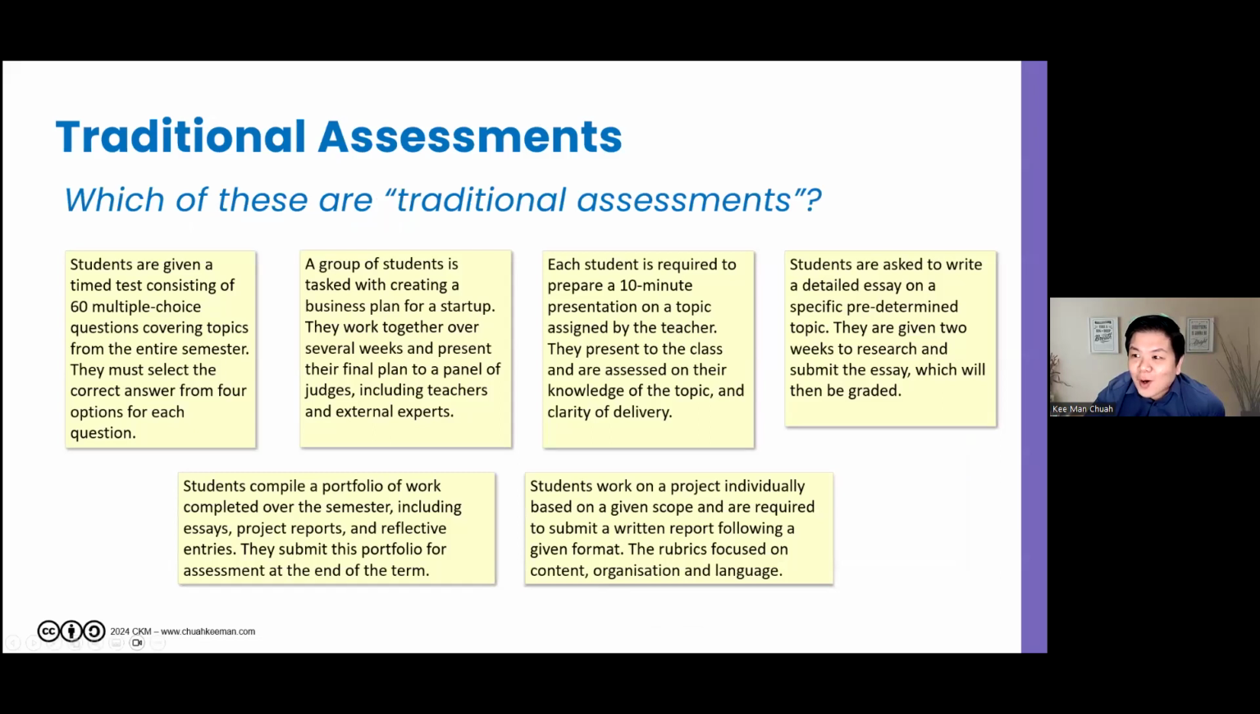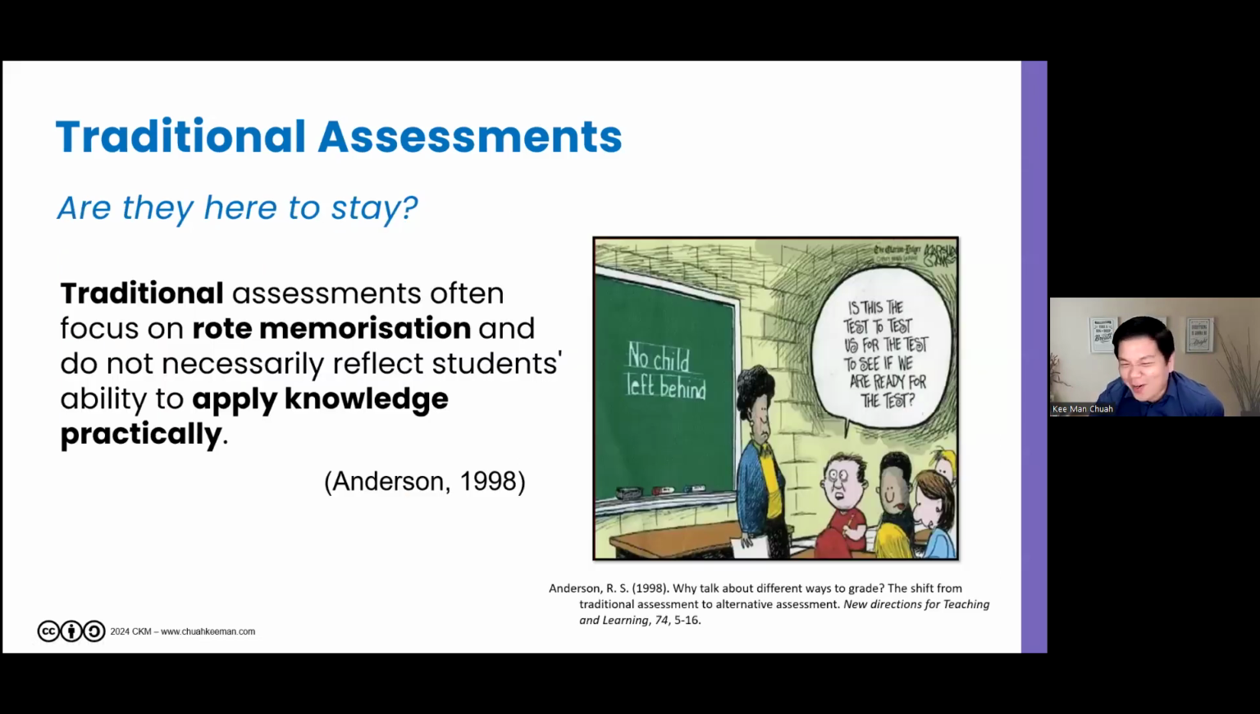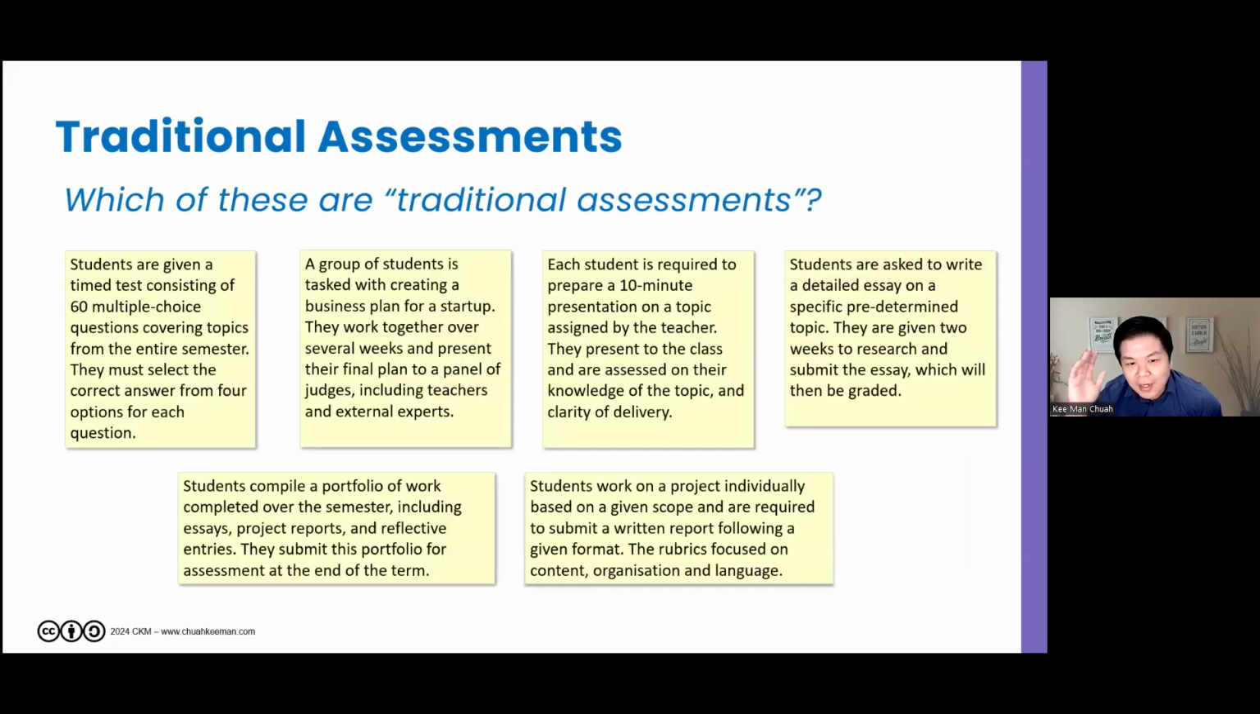Okay, now to really, really test you, you can look at the slides if you want to download the PDF. I have six types of assignments or tasks. Tell me which ones are traditional. I'm going to give you some time, maybe 5 minutes, to go through. This is to be done individually first. You can think about it and then think about the reasons, and then we will go through one by one.